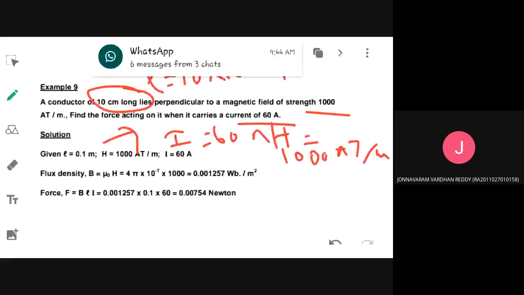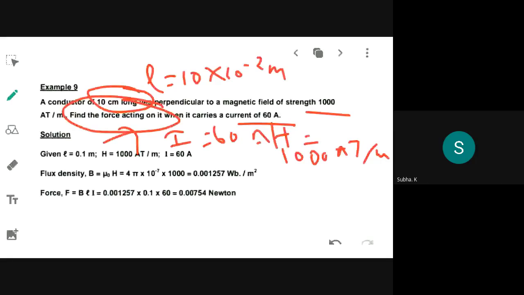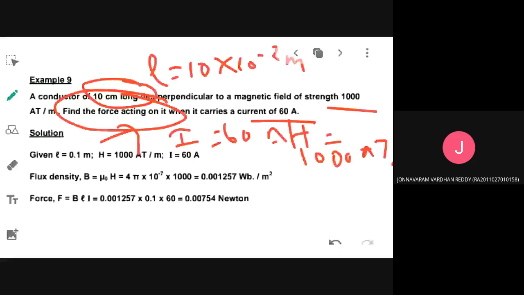B equal to mu naught mu r H. Where is mu naught given? Is mu r given? Mu naught mu r, the relative permeability is equal to 1. Have they asked you to find B? What have they asked you to find? Force.